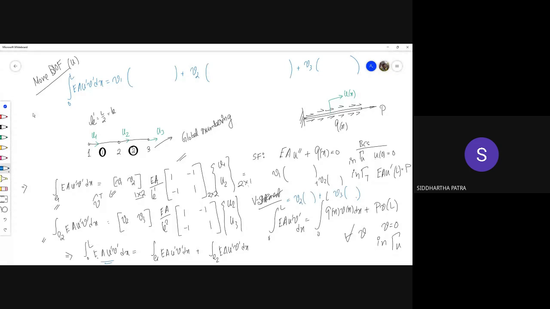So can you tell me what expression do you get multiplying v1? Yes, just calculating it.